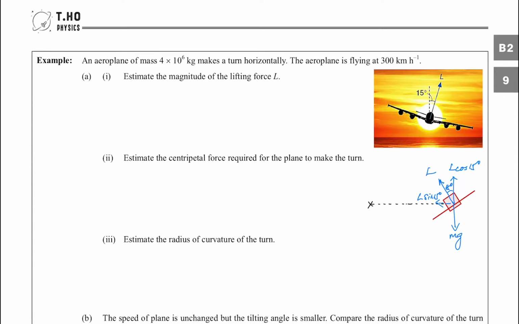So now we can write down one equation by considering the vertical balance. We have L cosine 15 pointing upwards and mg pointing downwards. So we can write down L cosine 15 equals mg. This is considering the vertical balance. So put in the numbers. L cosine 15 equals the mass of the aeroplane, 4 times 10 to the power 6, times g, which is 9.81.